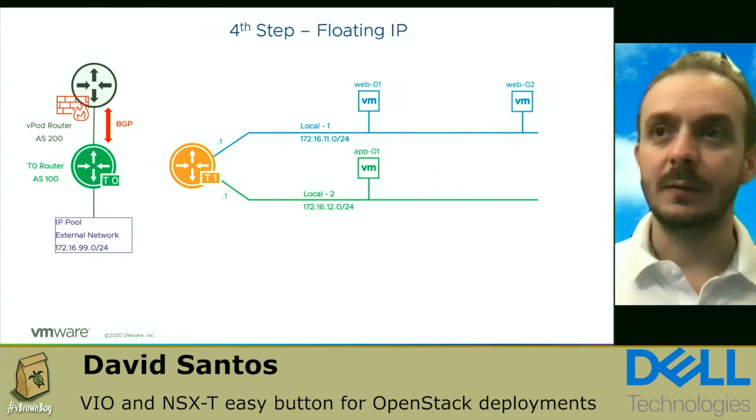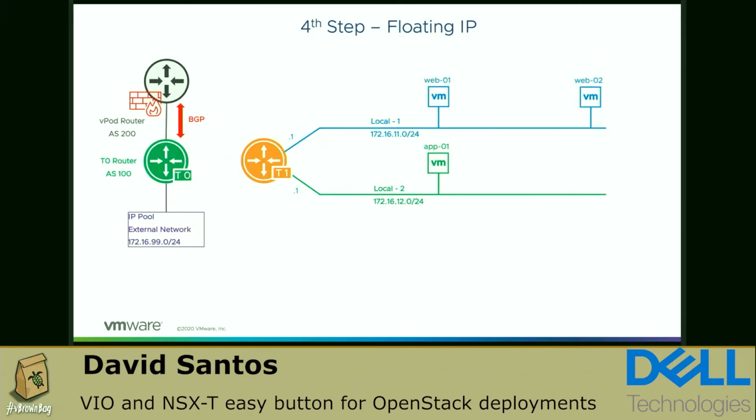The fourth step is the floating IP. The floating IP will be done by connecting that T1 to our T0. Actually, you're gonna connect that T1 to the external network. That's what is shown on the VIO console, and it will distribute the floating IPs that we assign to the VMs here.